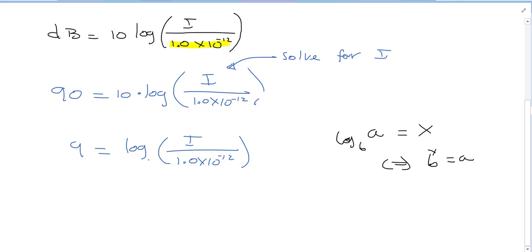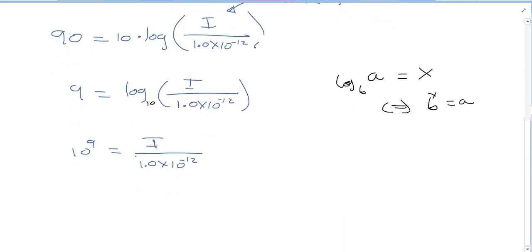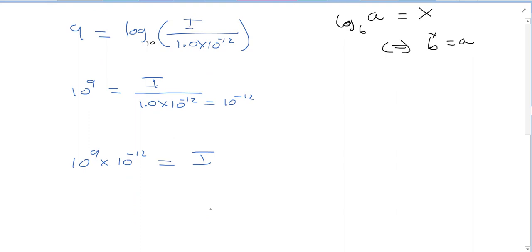So here, when we don't see a base on the log, that's assumed to be base 10. So I can say then this is 10 to the 9 equals I over 1.0 times 10 to the minus 12, which is just really 10 to the minus 12. And so multiply both sides by that. So you're going to have 10 to the 9 times 10 to the minus 12 to get rid of it from the denominator equals I. And so when you multiply the same bases, you add the exponents. So this becomes 10 to the minus 3 is the intensity.